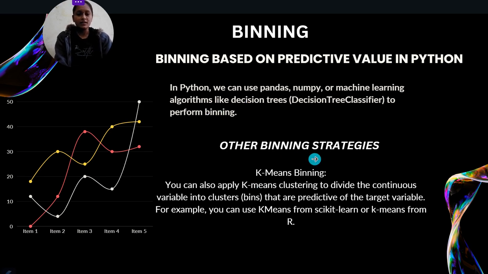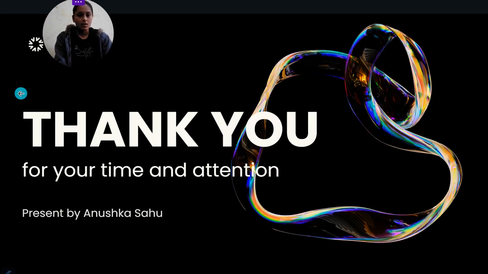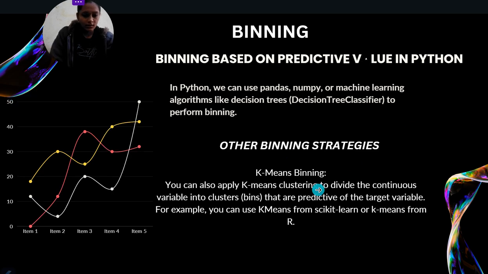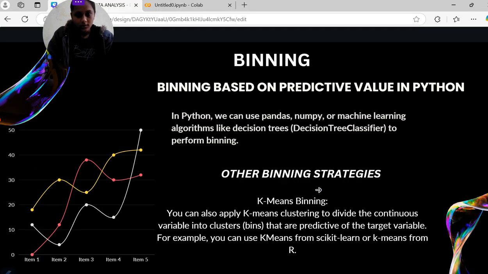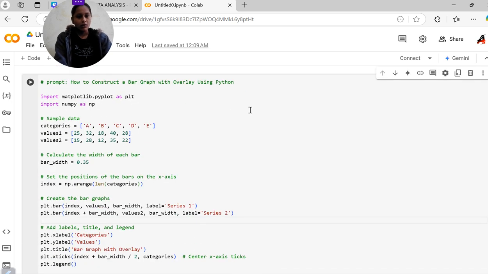Other binning strategies are k-means binning. You can also apply k-means clustering to divide the continuous variables into clusters that are predictive of the target variable. For example, you can use KMeans from scikit-learn or kmeans from R. Now, after discussing the theoretical part, let's move on to the practical part. Now let's see how to construct a bar graph with overlay using Python.